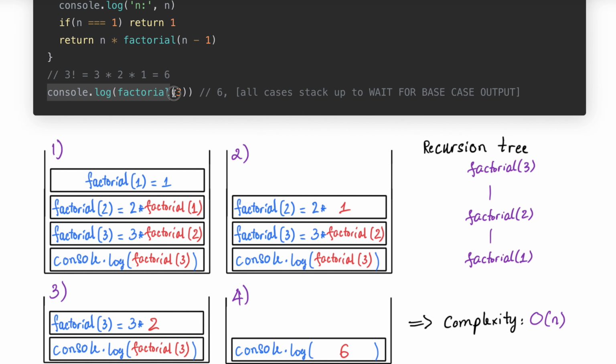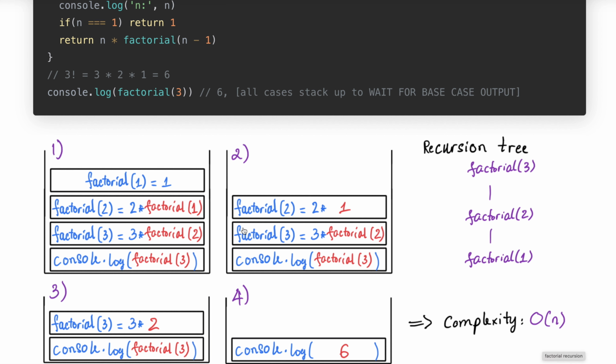So if we run this code and draw out the call stack, we can see that factorial 3 is put on the stack, and also factorial 2 is put on the stack, and factorial 1 is the base case and it's on top of the stack. Everything down here on the call stack is waiting for the base case, factorial 1, to return a value. After factorial 1 returns 1, factorial 2 is going to be calculated, and then factorial 3 is going to be calculated, and then finally the result is 6.